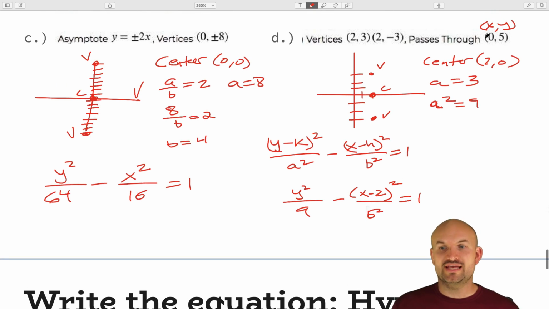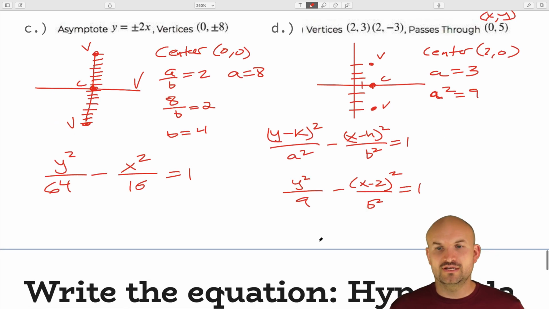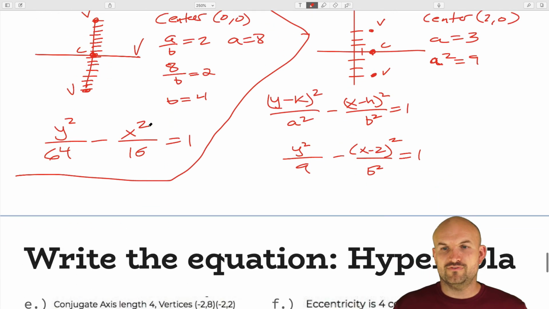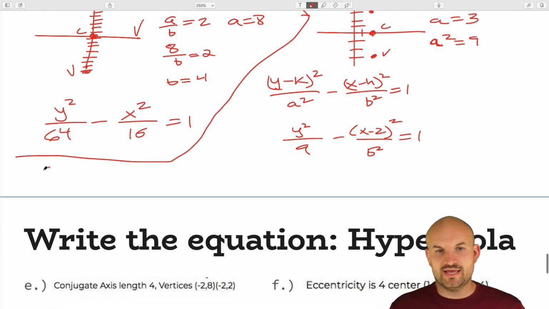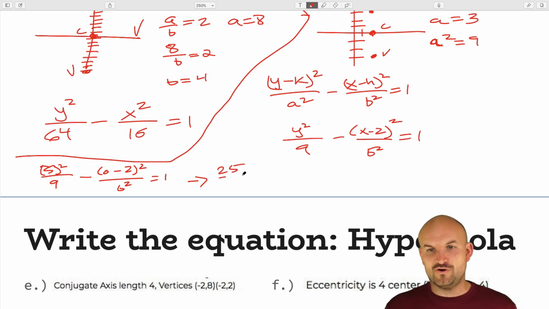However, we have this point that it goes through. It goes through the point (0, 5). So what that means is I can plug in 0 for x and 5 for y to go ahead and solve. So that's what I'm going to do here. So I'll put 5 squared over 9 minus (0 minus 2) quantity squared over b squared equals 1. So I'm kind of moving left to right. Sorry, I ran out of space. So that's 25 over 9 minus negative 2 squared, which is 4 over b squared equals 1.